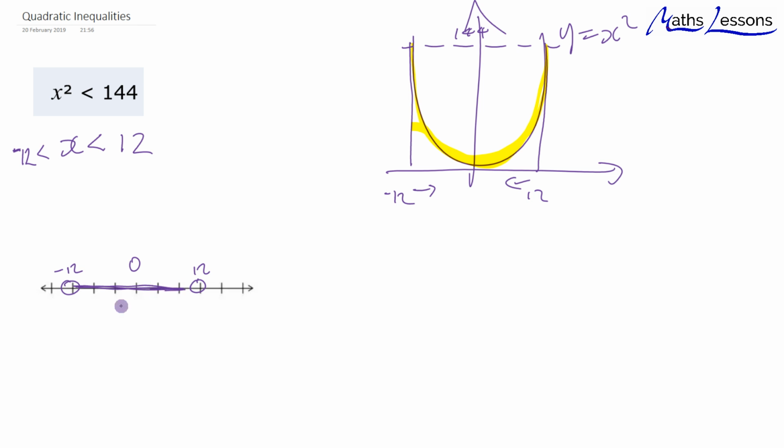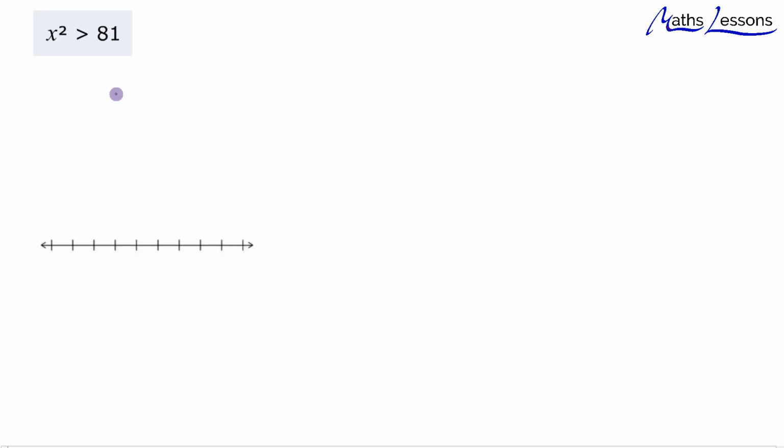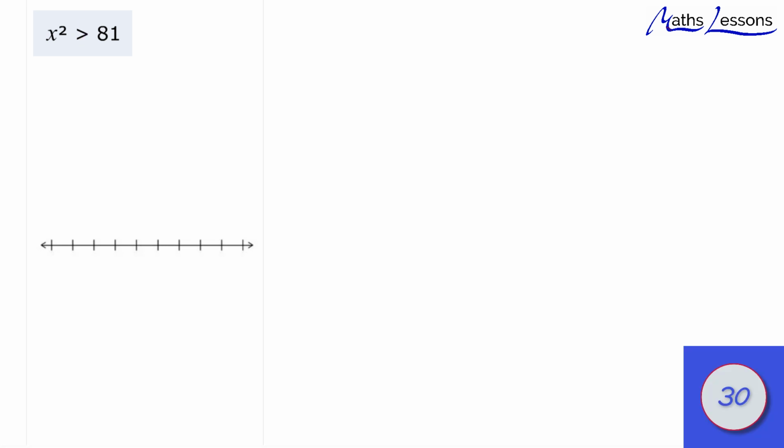And that represents that on the number line. Okay, that's how you do that. So remember, when you've got these x squares, be careful, because if you're solving this equals to find the boundary values, you know that x can equal 12 or x can equal minus 12 when x squared equals 144. So bearing that in mind, and notice there's a twist in this one, it's greater than 81. 30 seconds to have this.